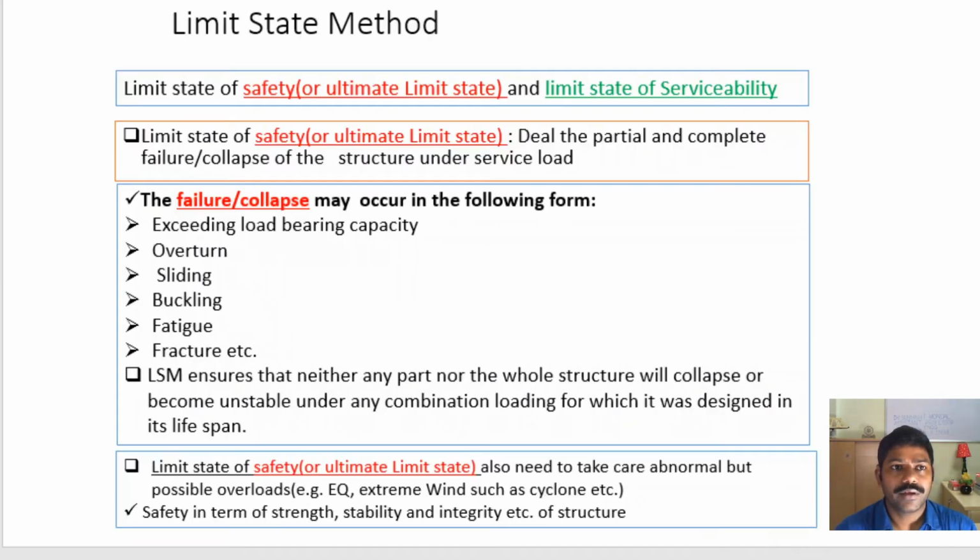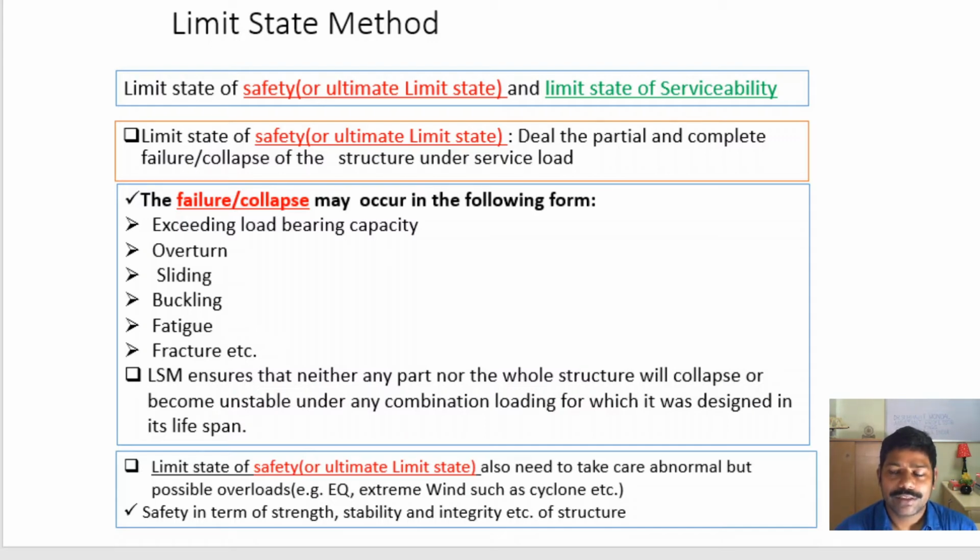Limit state method is basically based on two criteria: the limit state of safety, which is also known as the ultimate limit state, and the limit state of serviceability. First we will try to learn what the limit state of safety is, and then what the limit state of serviceability is. The limit state of safety, also known as the ultimate limit state, deals with the partial and the complete failure or the collapse of the structure under the service load.